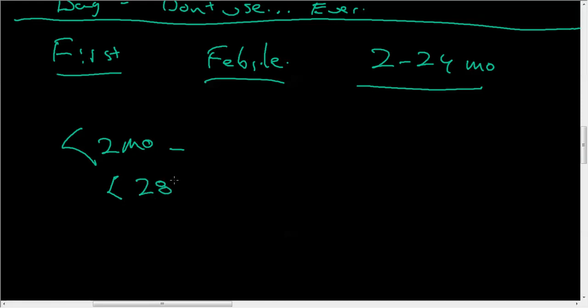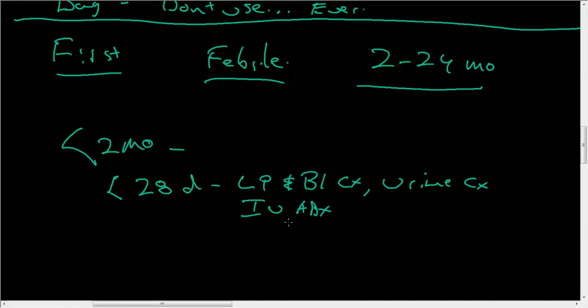If he's less than 28 days, he gets a full septic workup that includes LP and blood culture and urine culture. And I'll reference back to my video on fever without source for the child less than 28 days. He'll get IV antibiotics, and then when he's done, at some point, he'll get a total of 14 days of antibiotics, some of that will be done orally. And then he'll need an ultrasound of the kidneys and a VCUG. And this is a V here.